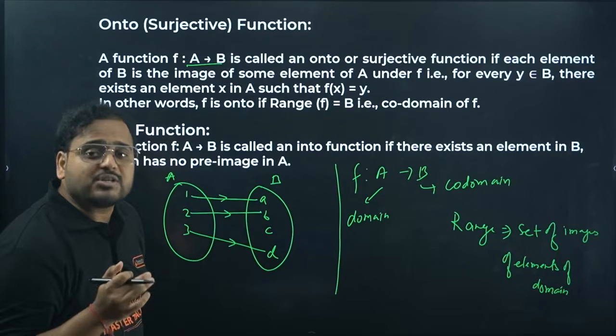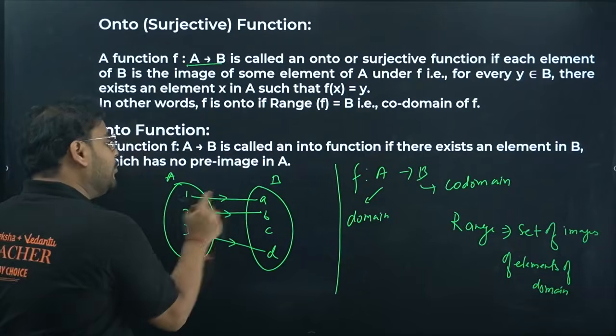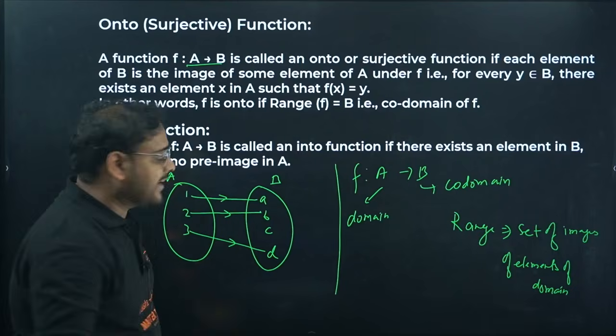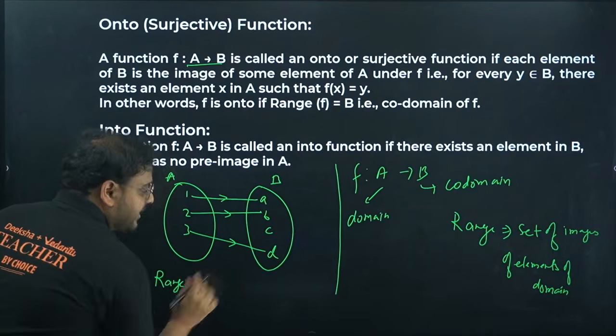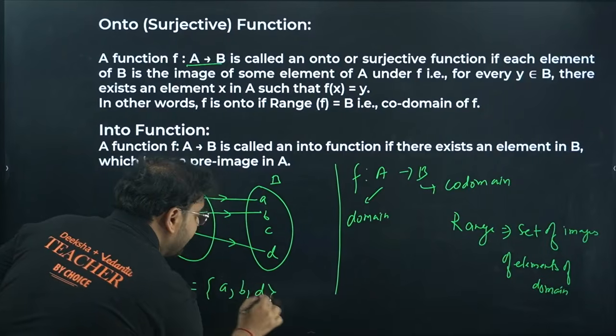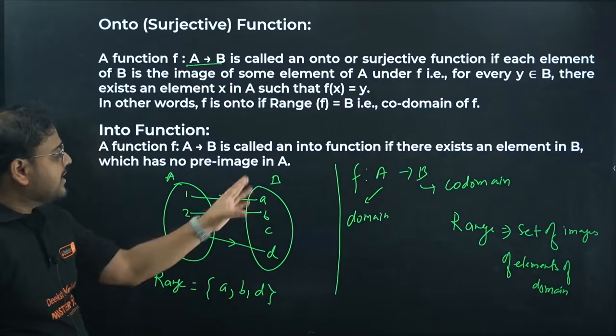Tell me what are the images of the elements of domain? Sir, for the 1 image is A, for the 2 image is B, for the 3 image is D. Yes, you are right. 100% correct. Then sir, the range will become a set A, B, D. Is it right, sir? Yes, it is right. If you have A, B, D, that is your range because that's your image.